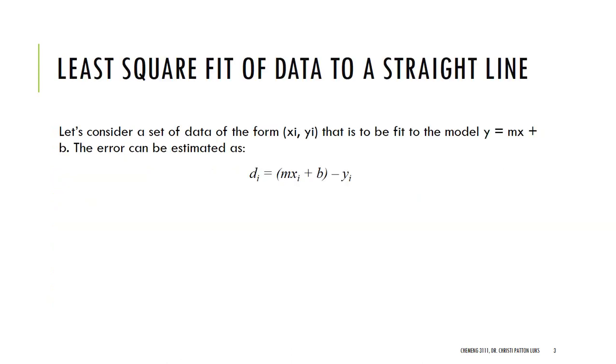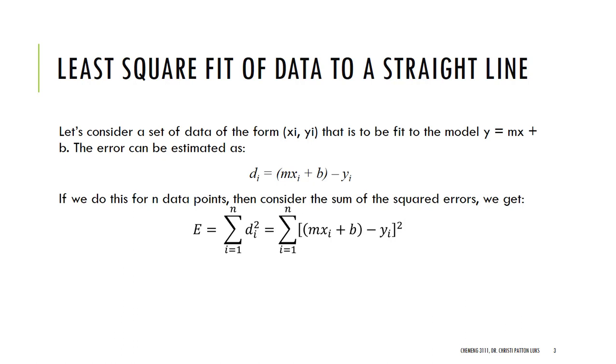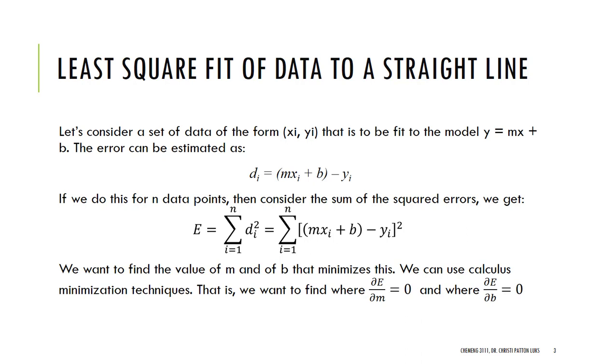So let's consider that we have a data set that's in the form xi, yi, and we're looking to fit it to the model y equals mx plus b. So we can estimate the deviation or error for each individual point as the estimate mx plus b minus the measured y. So our estimated y minus the measured y. And if we do this for all n of our data points and add them up, but making sure they're positive, so I'm going to add up the deviation squared, I end up with this expression. And what we want to do is find the value of m and the value of b that minimize this.